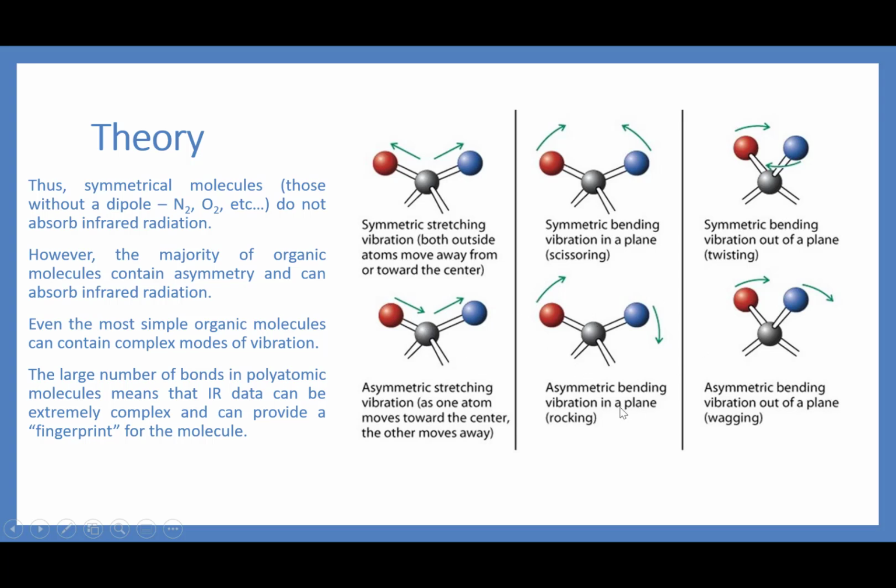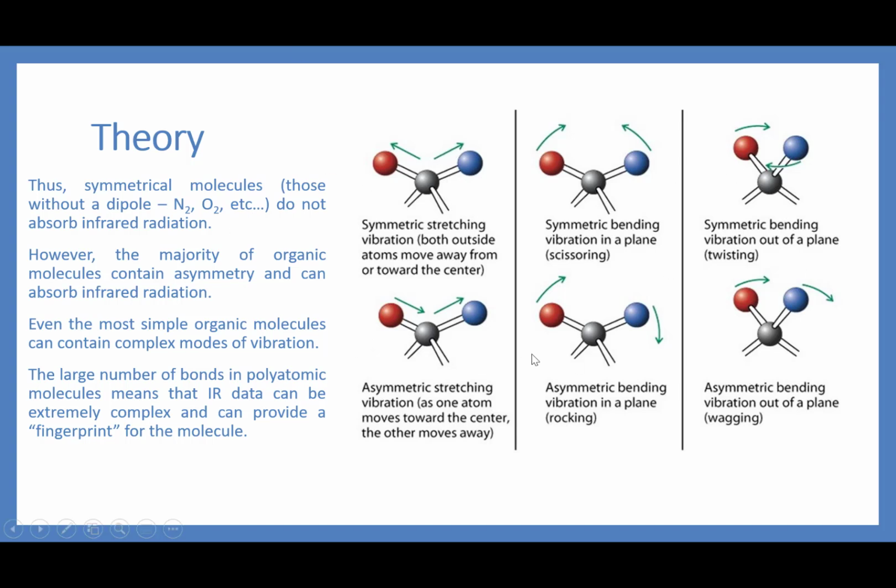We then have bending in plane. So as one goes up, one goes down. And then we have our asymmetrical bending or wagging. So again, this time they're wagging, okay? So, yes, wagging asymmetrically then. And these all give rise to different absorption bands or peaks within our IR spectrum.